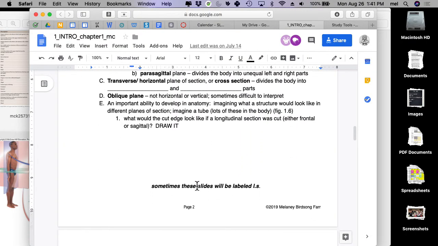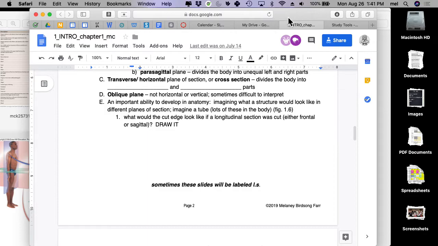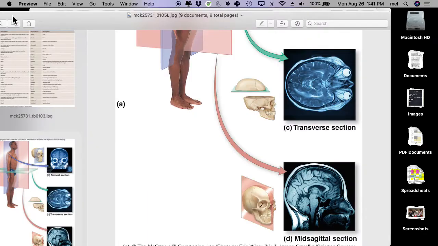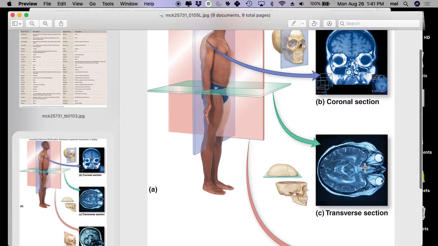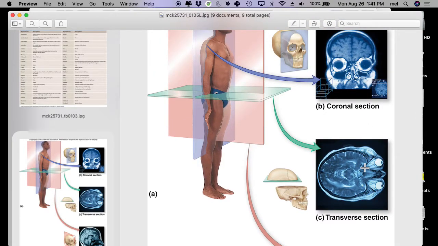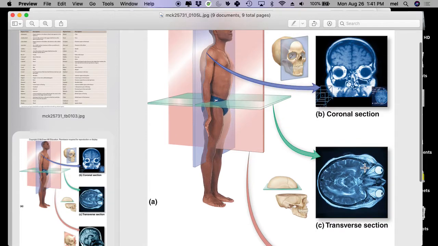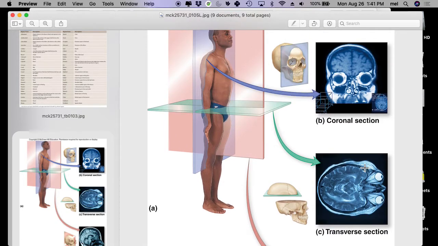Okay, and then transverse or horizontal plane of section is next. And the transverse or horizontal plane of section is basically dividing whatever it is into top and bottom, or superior and inferior, or give me another set of terms. Cranial and caudal. Yeah, of course. Does that make sense? Okay, so sometimes those are called cross sections. Cross sections, yeah? So a transverse section or a cross section, and you can see one right here.